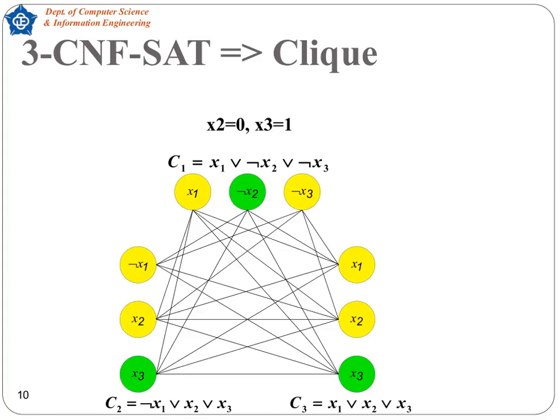Now, suppose we set x₁ equals 0 and x₂ equals 1 under this assignment. In C₁, the literal not x₁ is true. In C₂, the literal x₂ is true. In C₃, the literal x₂ is also true. These 3 vertices, not x₁ from C₁, x₂ from C₂, and x₂ from C₃, are pairwise connected, forming a clique of size 3. More generally, finding a k-clique in this graph corresponds exactly to picking one true literal in each clause. This completes the reduction from 3-CNF SAT to clique.